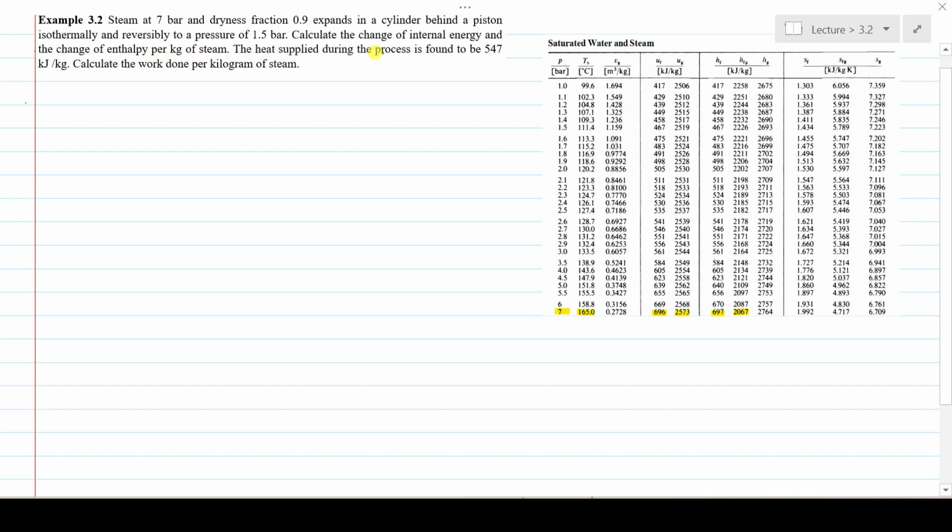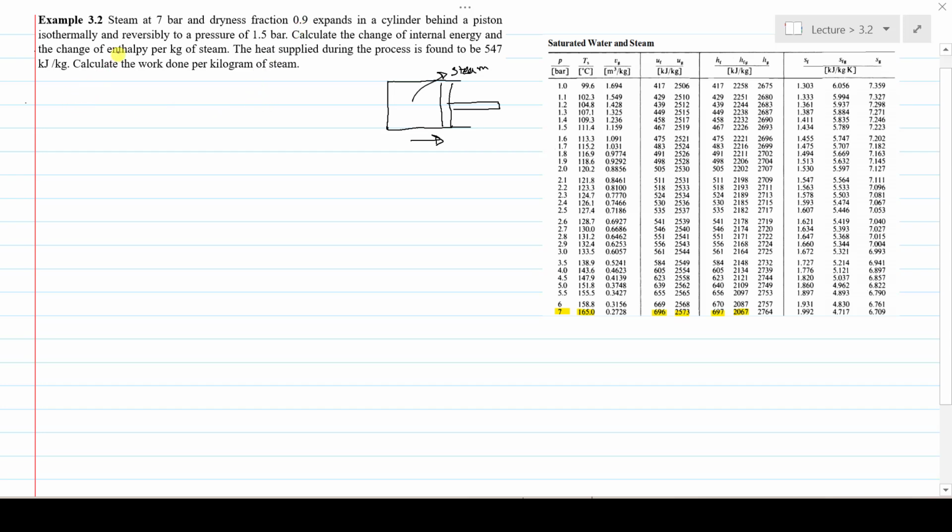The heat supplied during the process is found to be 547 kilojoule per kg. Calculate the work done per kilogram of steam. So this is, let's say, a cylinder. Inside it there is a piston, and there is steam inside this cylinder. Behind this piston, expansion takes place. The piston moves from top dead center to bottom dead center, and expansion of the steam takes place. The steam is initially in the wet region because the dryness fraction is 0.9.